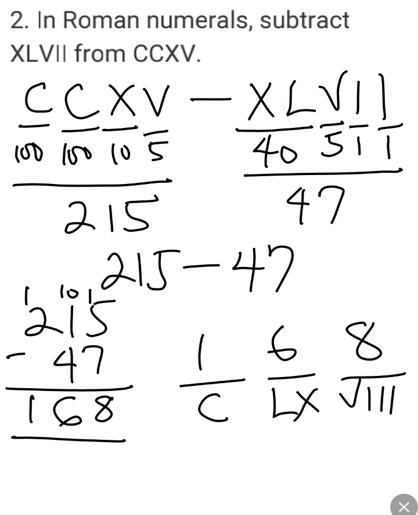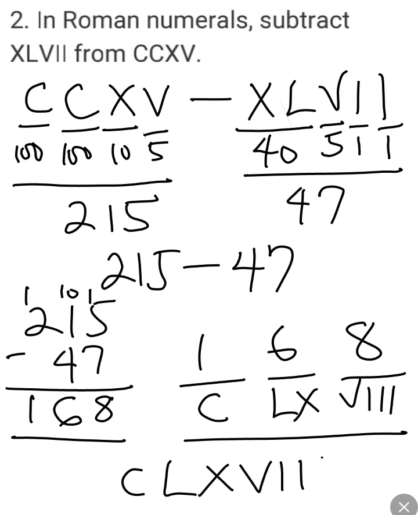That's it. And so merging everything together now, the final answer will come out as CLXVIII. So that's the answer when you subtract XLVII from CCXV. And so we want to take note of that. And so that's it for question number 2.